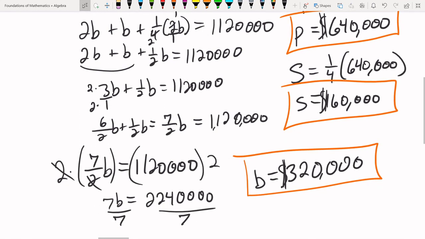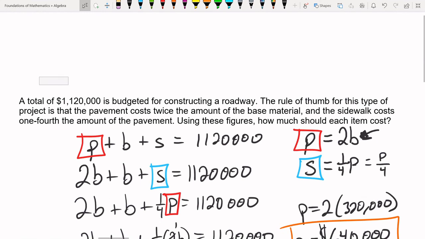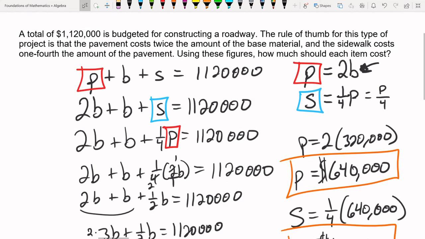You can check your work by adding these three things up. 640,000 plus 160,000 plus 320,000 gives me 1,120,000, which is the amount that the total is budgeted for the roadway.